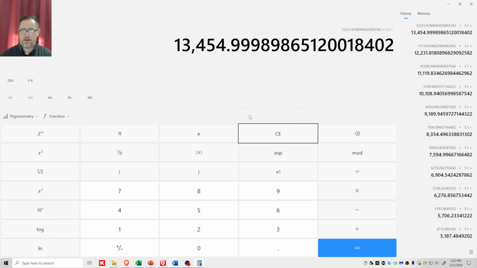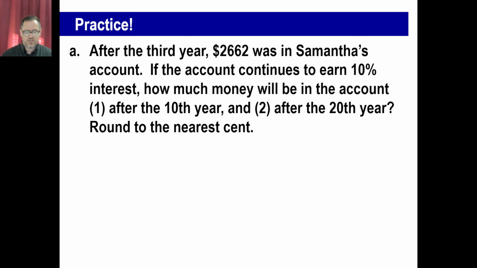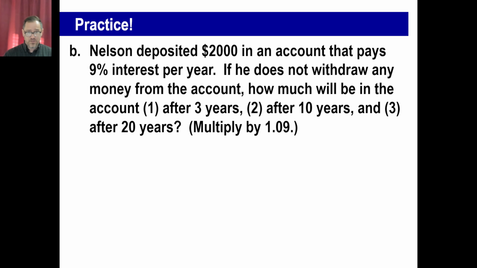A lot of money. Compound interest is, in fact, I believe I saw where Albert Einstein actually said compound interest was one of the most fascinating mysteries in the universe. So anyway, let's look at another one. Nelson deposited $2 grand in an account that pays 9% interest. If he doesn't withdraw any money, how much will he have after 3, 10, and 20 years? So pause it and go ahead and figure out those three. Do it exactly the same way. As soon as you're finished, come on back.